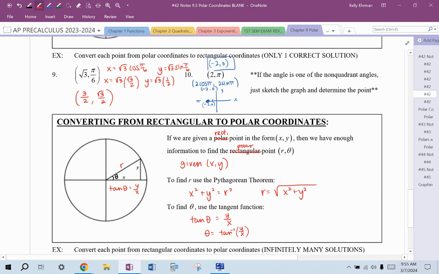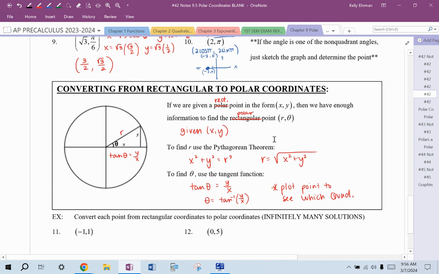Now, we don't often write it like this because we usually have non-calculator problems, but you do want to plot the point to see which quadrant. Because what if tangent theta equals 1? Well, that happens at pi over 4, but that also happens at 3 pi over 4. So you want to make sure that you pick the correct angle and go in the correct direction for r. There are multiple correct answers, but you want to make sure you have the correct pairing.